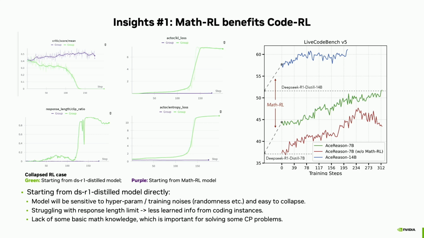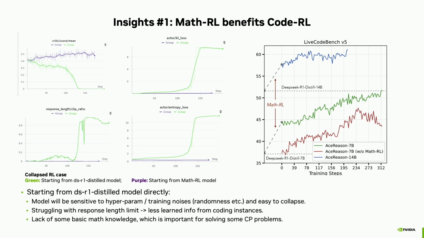So if we look at this curve, the green curve refers to starting with the DeepSeek R1 distilled model, and the purple curve refers to starting with the math IL warm-up model. If we look at the green curve, the model is very sensitive to the hyperparameters and training noise, and at the end it will just collapse. Also, we find that if we start from the distilled model, it lacks some basic math knowledge, which is important for solving some hard competitive programming problems.